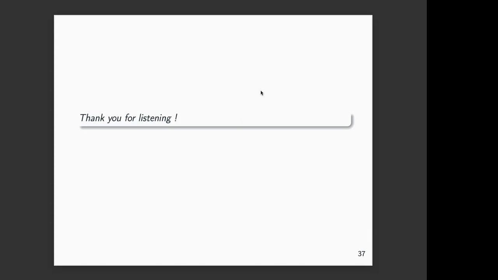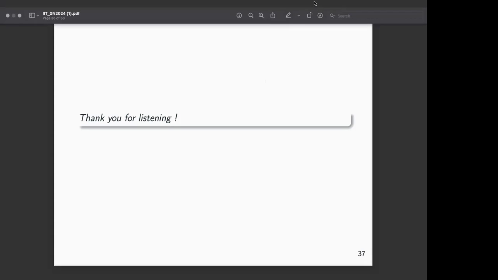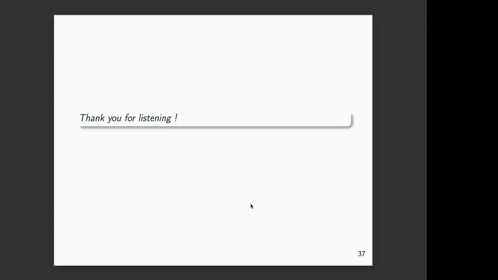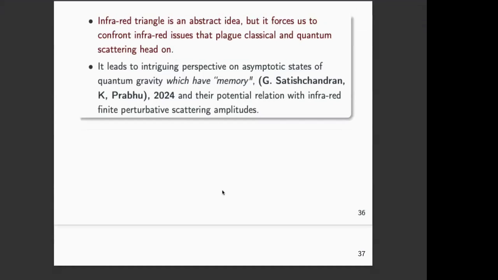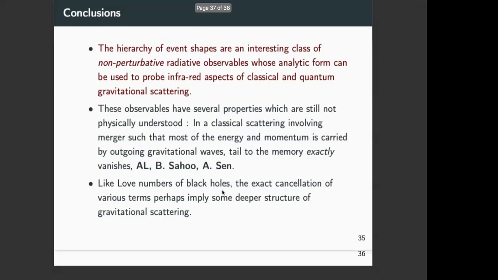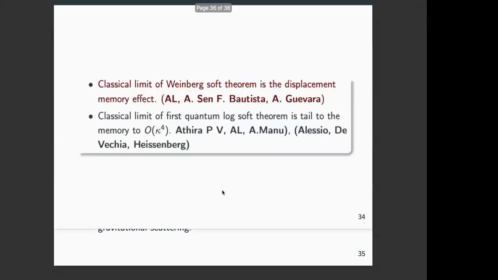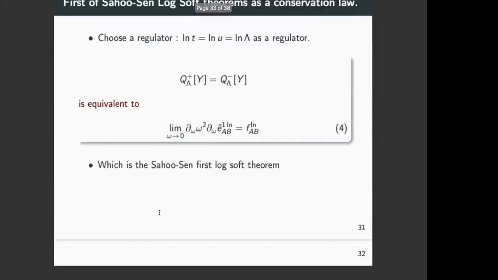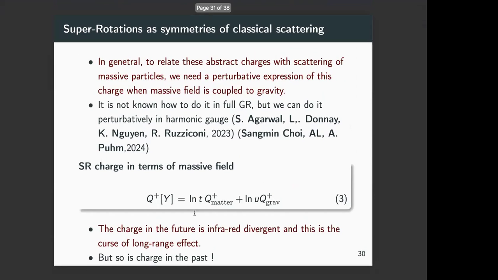You mentioned the infrared problem and then regulating it, yes, for the charges. What is the meaning of that regulator? No. So yeah, that's just an IR infrared regulator. Let me go back. This is the late time or large volume divergence. So we are simply regulating it with some cutoff in spacetime. Like we are putting spacetime in a box with some cutoff lambda. Only quantities which are independent of lambda are interesting for us.